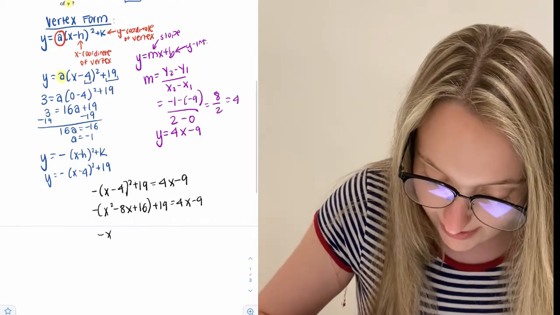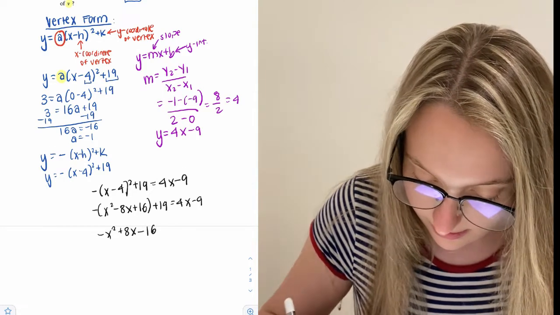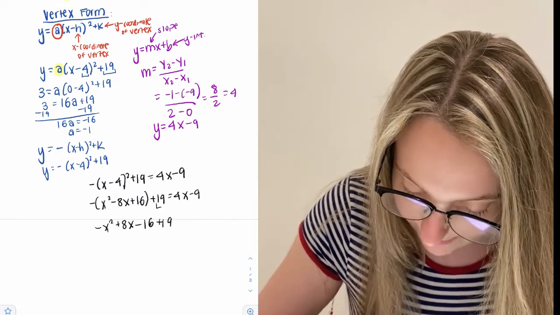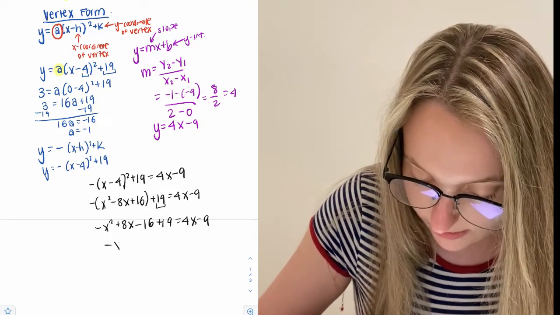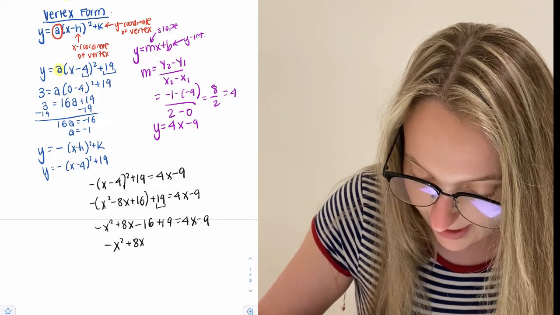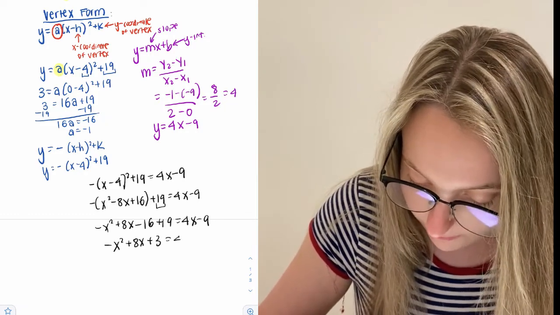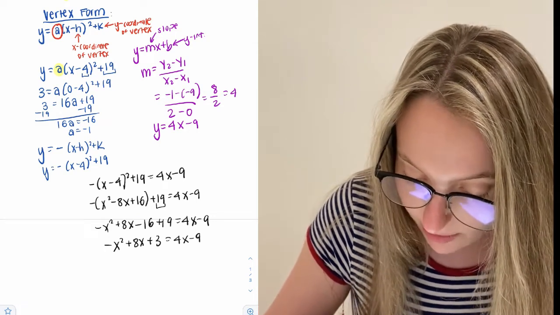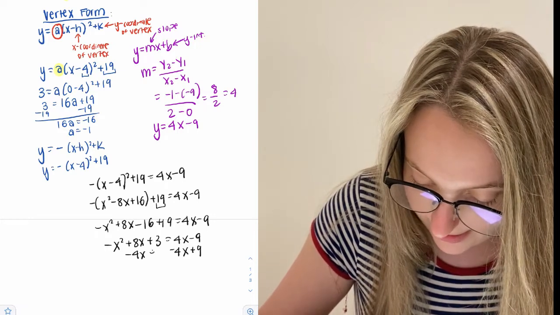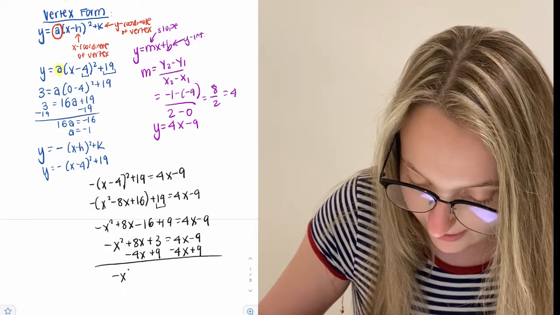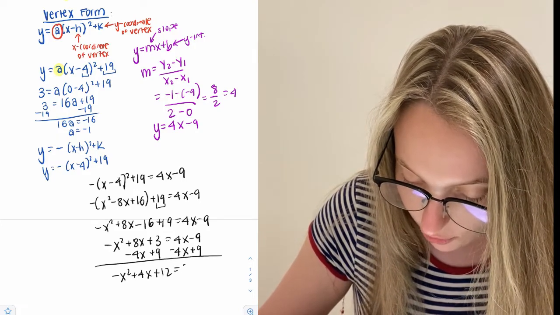This becomes -x squared plus 8x minus 16, plus 19 on the outside here, is equal to 4x minus 9. Combine the like terms, -x squared plus 8x plus 3 is equal to 4x minus 9. Now we're going to subtract 4x and add 9. So subtract 4x and add 9. We get that -x squared plus 4x plus 12 is equal to 0.